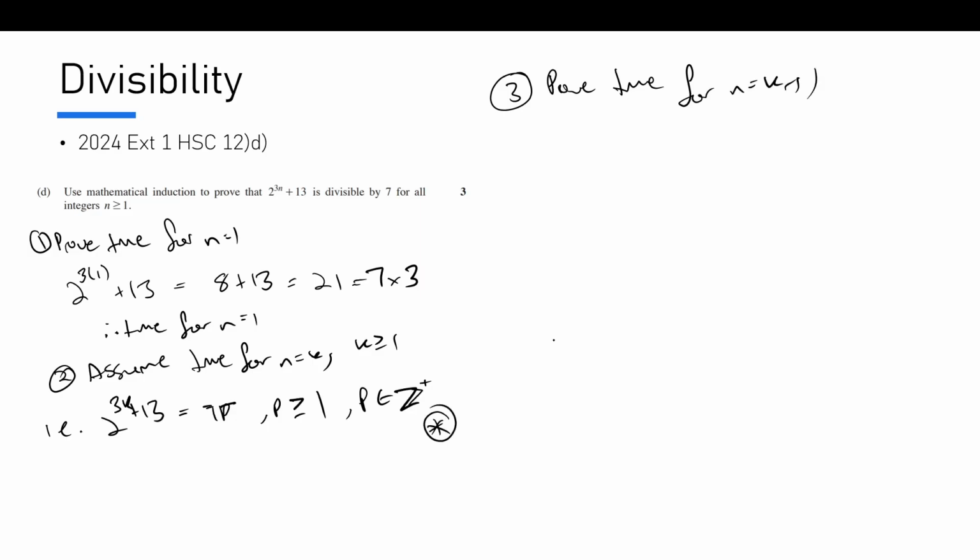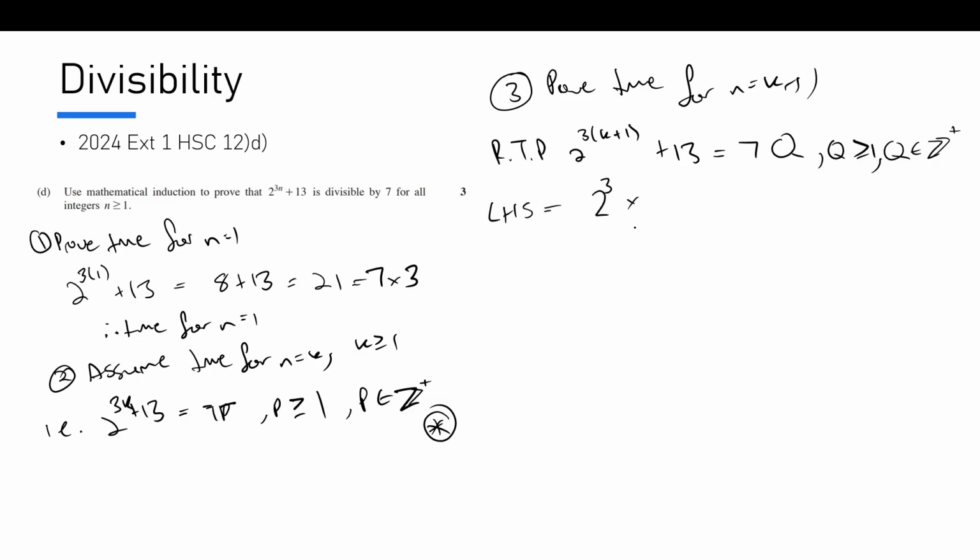Just before we continue, we're going to quickly mark this here. So we're going to be required to prove 2 to the 3 to the k plus 1 plus 13 is equal to 7q, where q is greater than or equal to 1, and q is a positive integer. So what we're going to do is say our left-hand side is equal to 2 to the 3 times 2 to the 3k plus 13. And now we're going to quickly do an aside right here and rearrange our star equation.